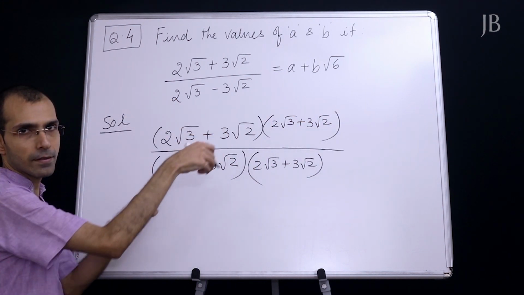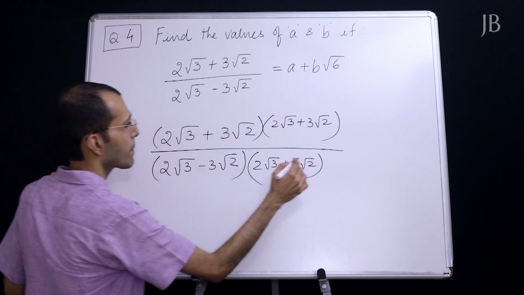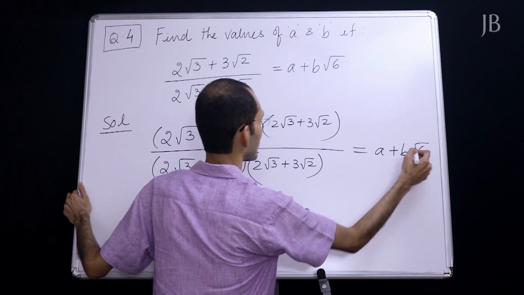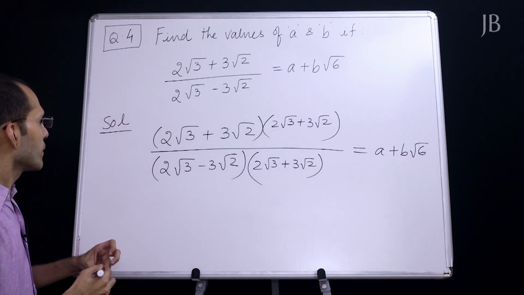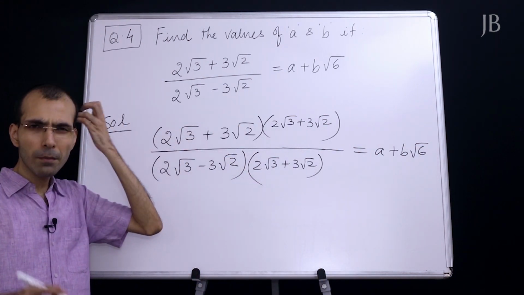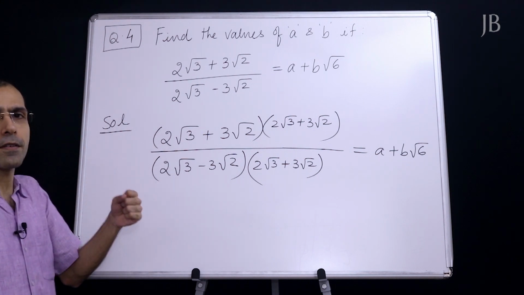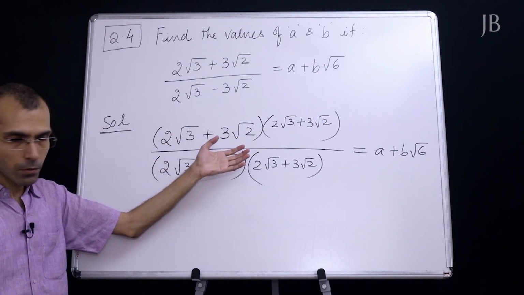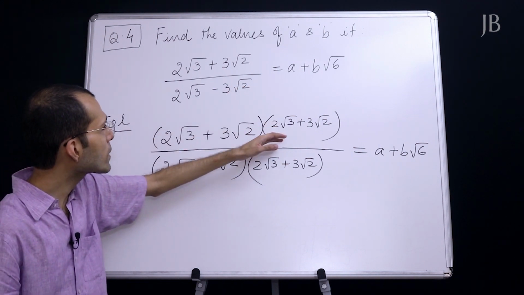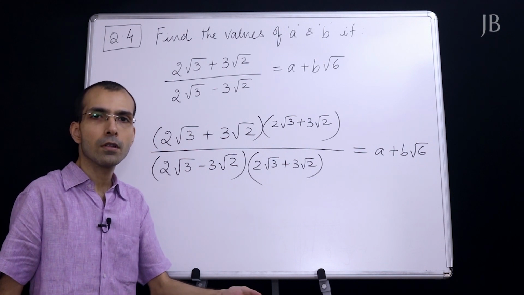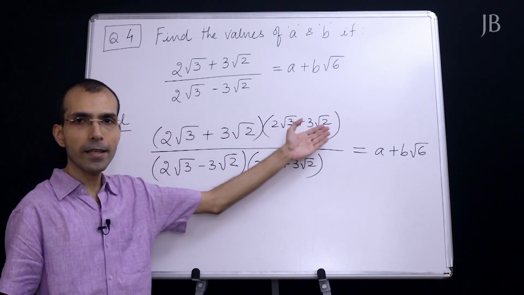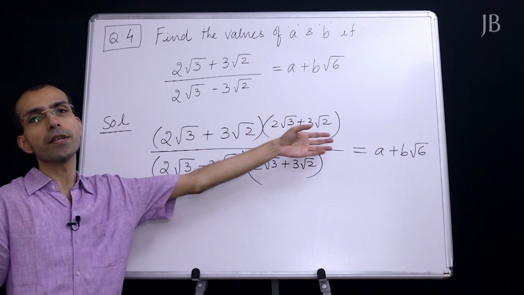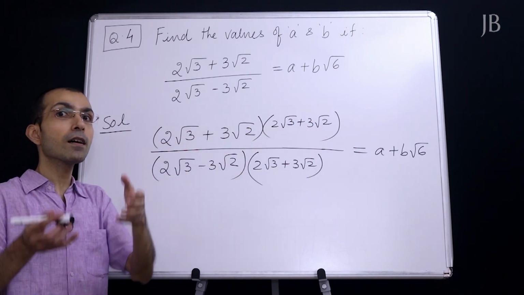Does the bracket make sense? The whole thing gets multiplied, is equaling a plus b root 6. Okay, we can open the brackets of the numerator, but hold on, use power of observation. 2 root 3 plus 3 root 2 into 2 root 3 plus 3 root 2. Aren't both the terms the same? So it is like a plus b into a plus b. That is a plus b the whole square.